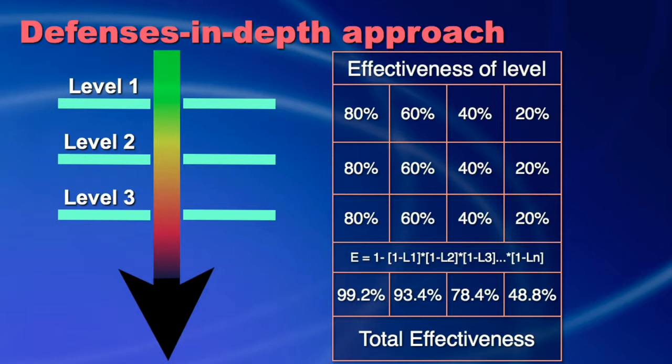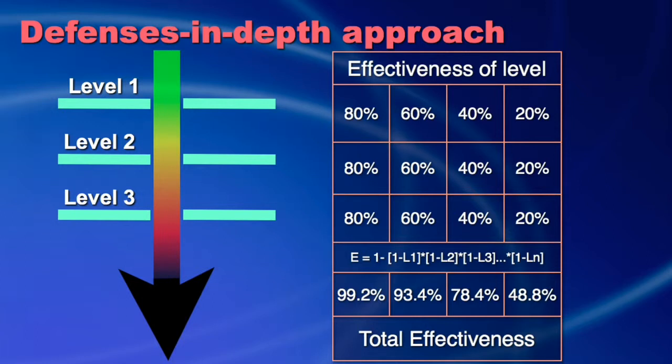Now, where the magic occurs is to look at what happens if I systematically vary the relative effectiveness of each of these levels. So each of the columns represents 3 levels at 80, 60, 40 and 20% effectiveness respectively.